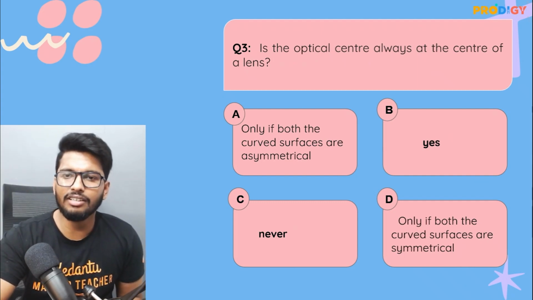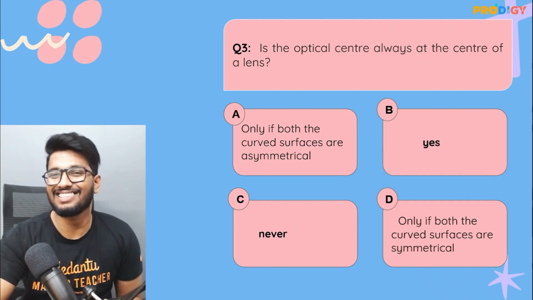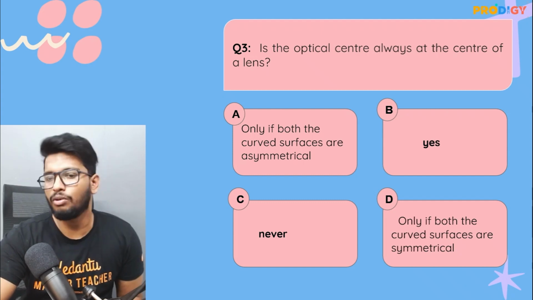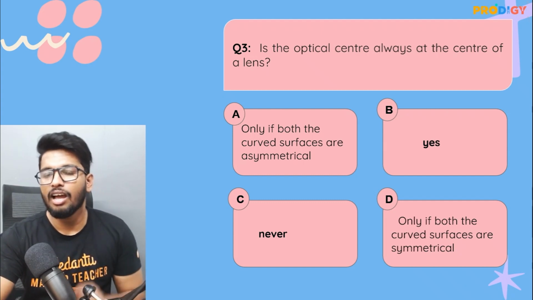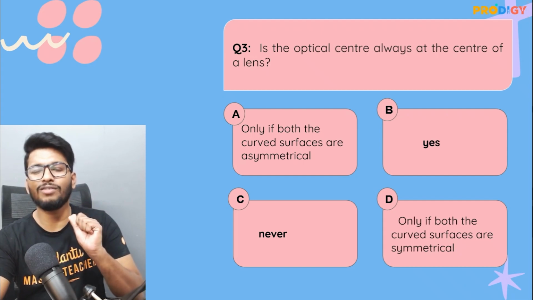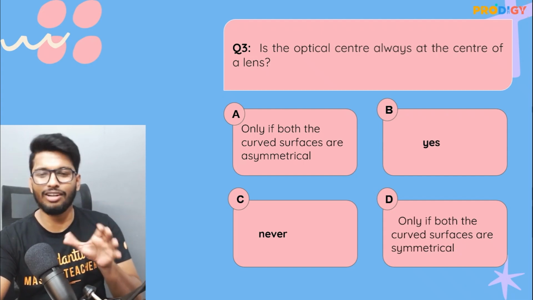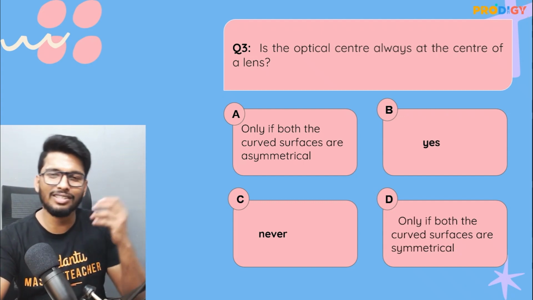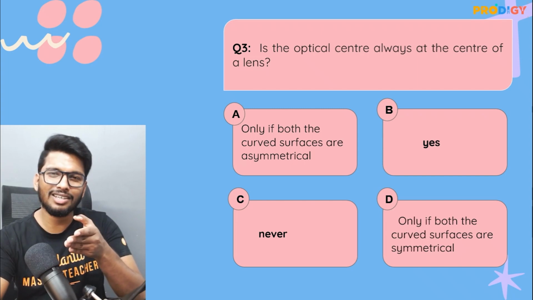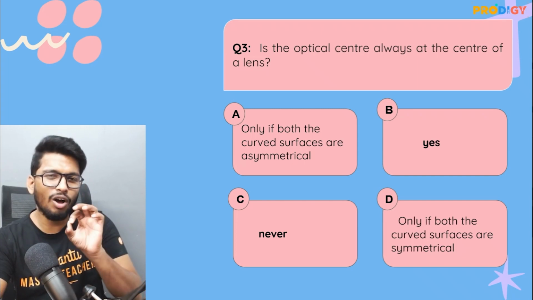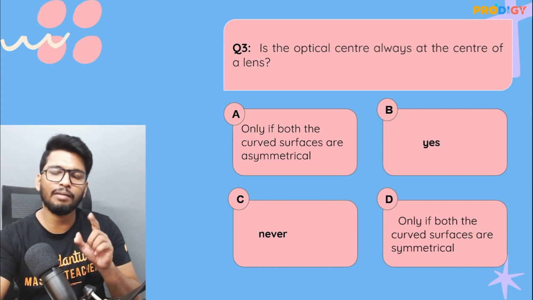Third question. Is the optical center always at the center of a lens? Options are: only if both the curved surfaces are asymmetrical, yes, never, or only if both the surfaces are symmetrical. Now, I know that a lot of you guys would have gone with yes. First of all, it's highlighted on top of that. One of the most obvious questions to answer. But let me tell you this, guys. It's not. Is the optical center always at the center of the lens? No, it's not. Let me tell you why.